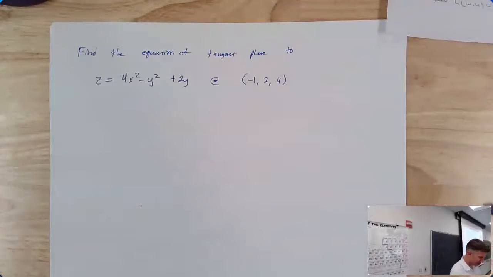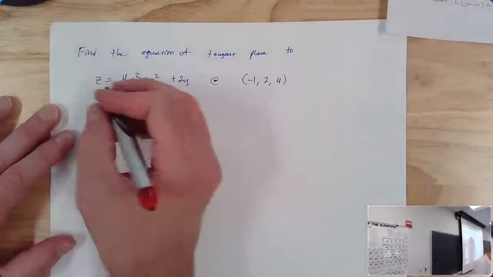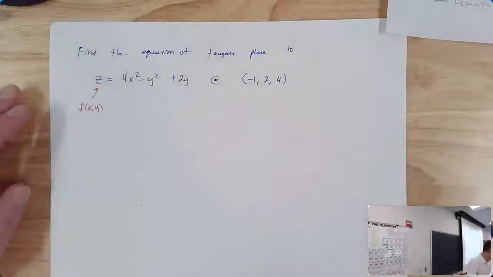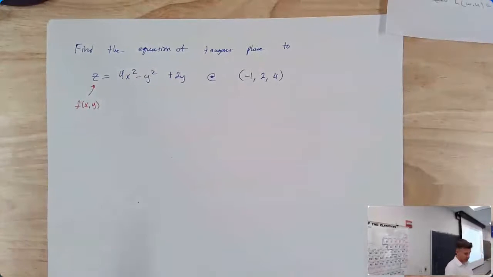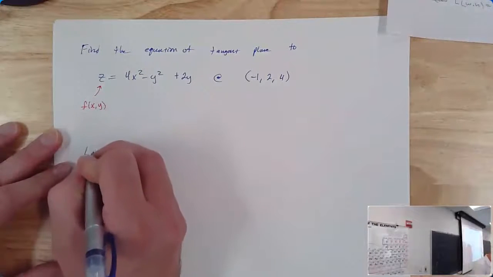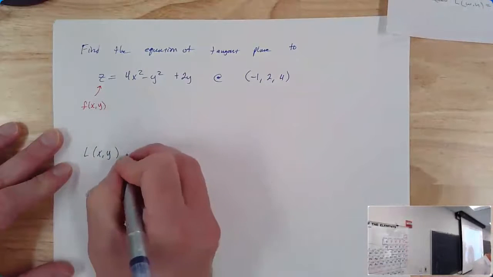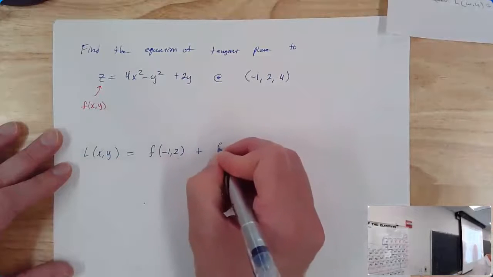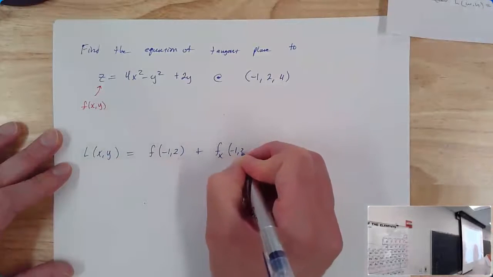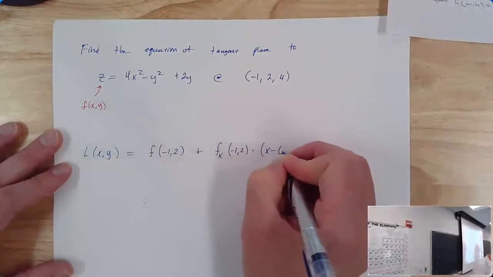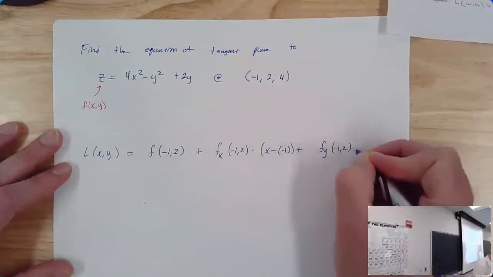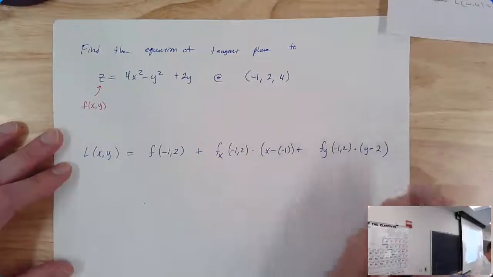What I want to point out is, even though we didn't write it, you should be thinking of this as your f of x, y. So I want you all to try this one on your own. So here, I'll write down the formula, then I want you to give it a shot. Linearization is going to be f of -1, 2 plus the partial with respect to x times x minus the x coordinate plus your partial with respect to y times y minus the y coordinate. Go ahead and calculate that.